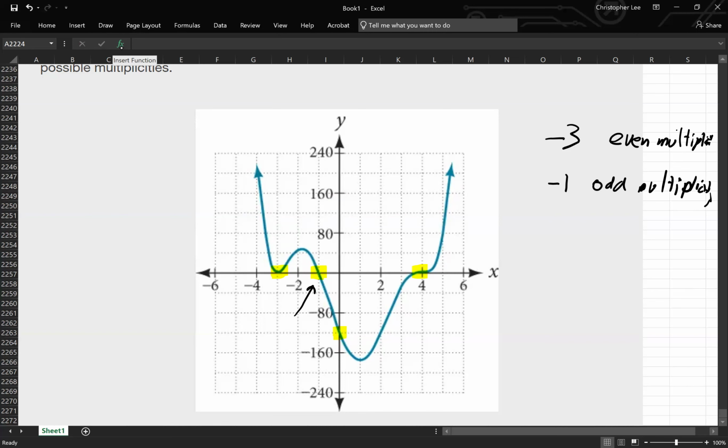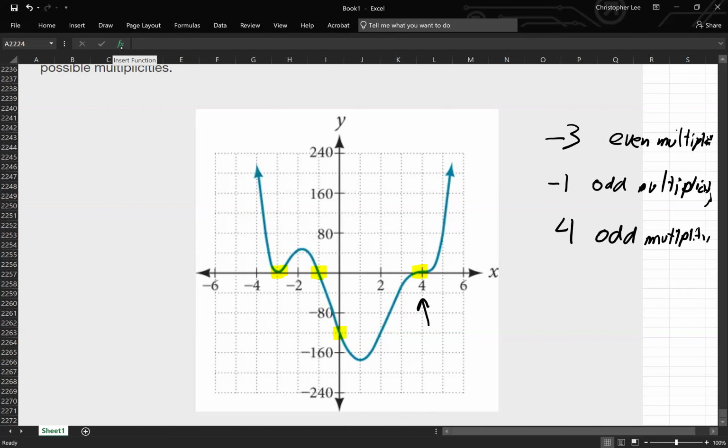What about 4? What about positive 4? Even or odd? We're passing through it. Odd, right? Odd multiplicity.